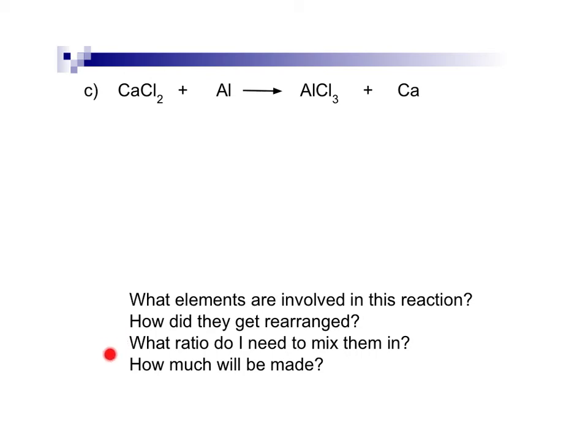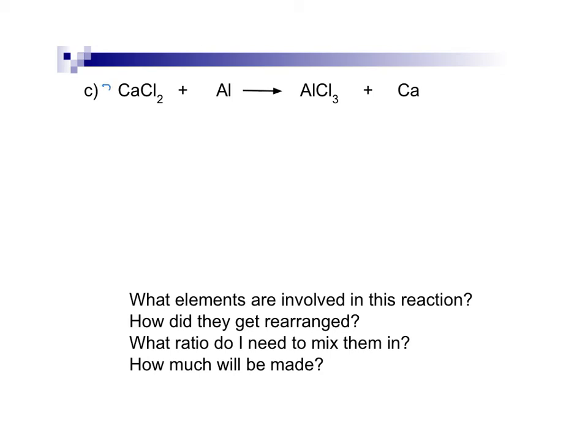To figure out what ratio you need to mix those chemicals in and how much product will be made, you need to make sure your equation is balanced. So let's do that. Here on the left, I've got 1 Ca. On the right, I've got 1 Ca. That's the same number, so that's fine. But you notice for my chlorines, I have 2 Cls on the left and I have 3 on the right. I need to add some coefficients to make these the same number. One of the tips we just talked about is if you have 2 on one side and 3 on the other, turn them both into 6.